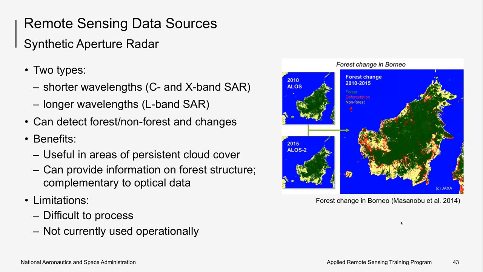However, they are often really difficult to process, and you need specialized software to do this. For these reasons, they are oftentimes not used operationally. One particular SAR data product is the global 25-meter resolution forested, non-forested maps. These were generated with images from the Japanese L-band SAR mission, PALSAR and PALSAR 2. The figure here on the right shows an example of forest changes in Borneo in red.